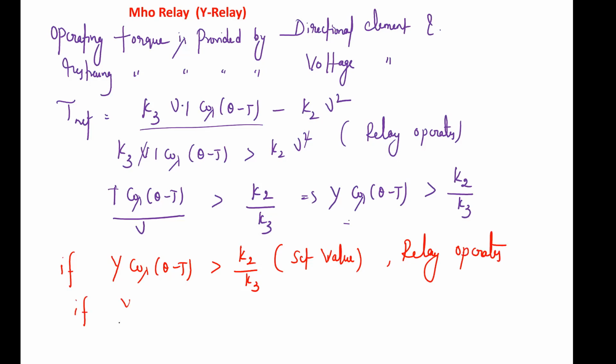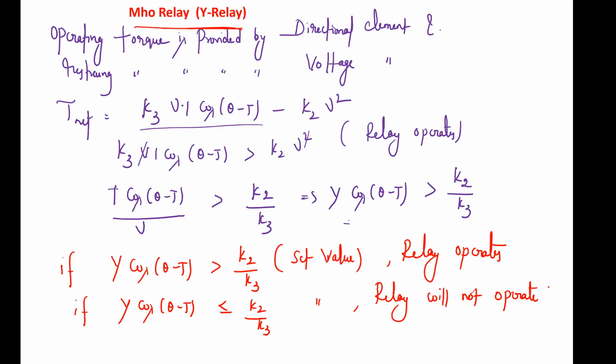If Y into cos of theta minus tau is less than or equal to this constant, that is K2 by K3, the relay will not operate. Understand? Okay. So admittance relay operates on the admittance seen by the relay.